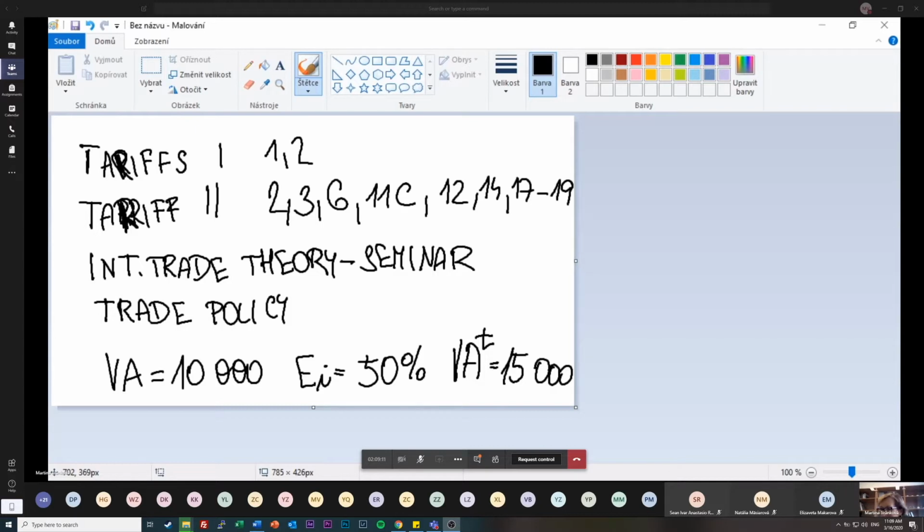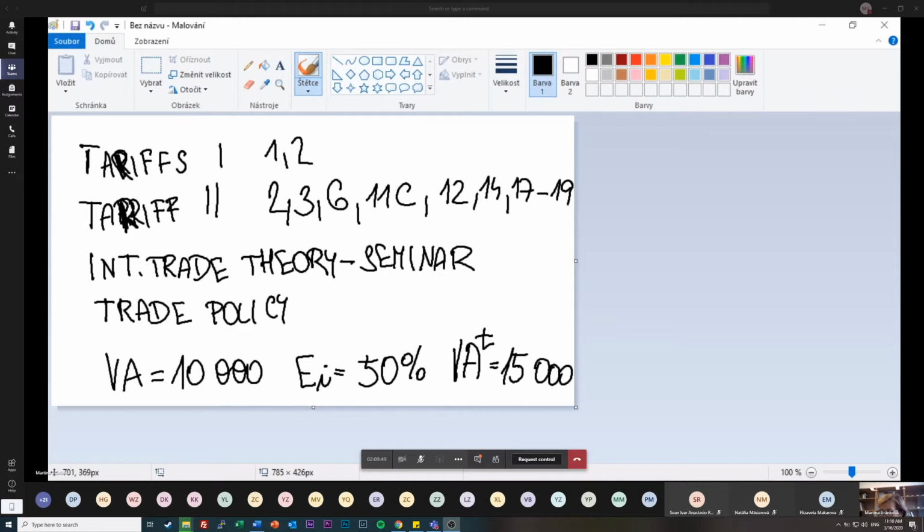If the previous value added is 10,000 and the effective tariff protection rate is 50%, the question is for the new value added. Before tariff imposition it's 10,000, increased by 50% it is 15,000. There is no need to know the prices. In the second case, it's different. There you need it. This is the case we did during the lecture. So try to do it on your own now.